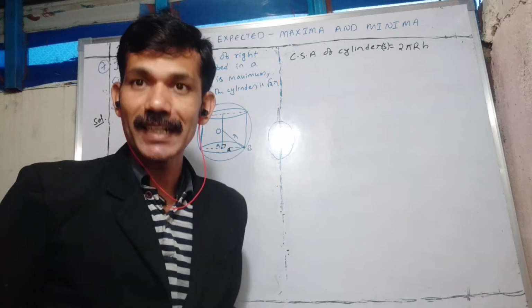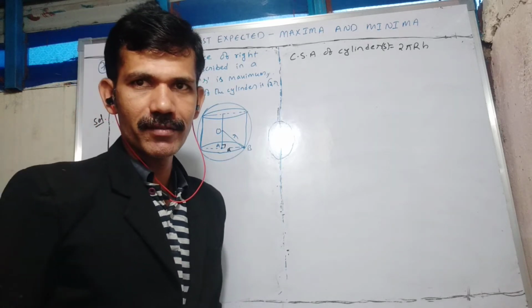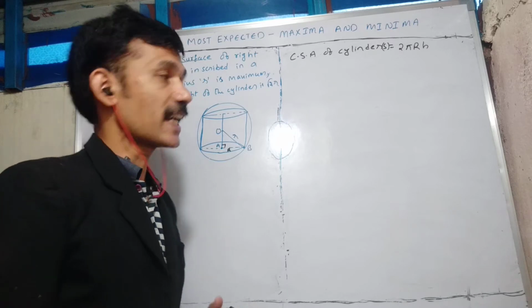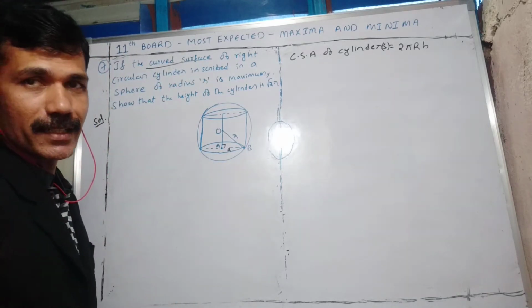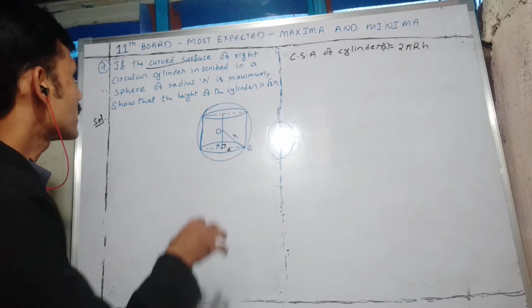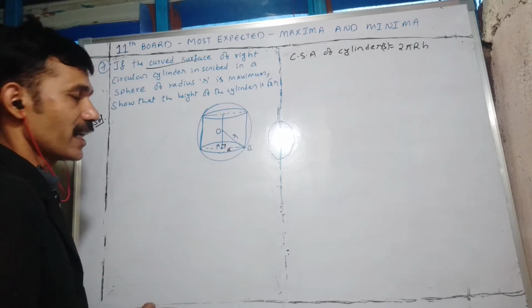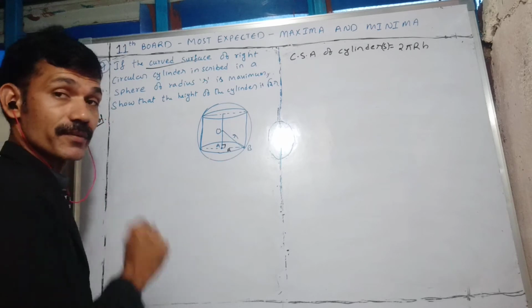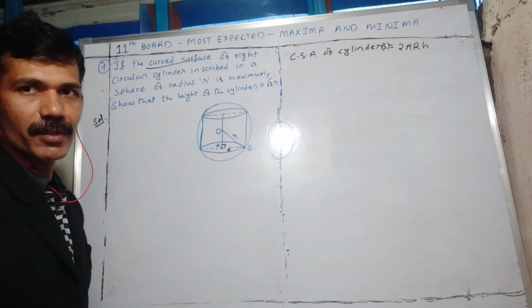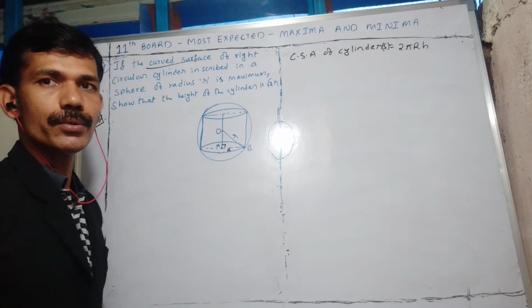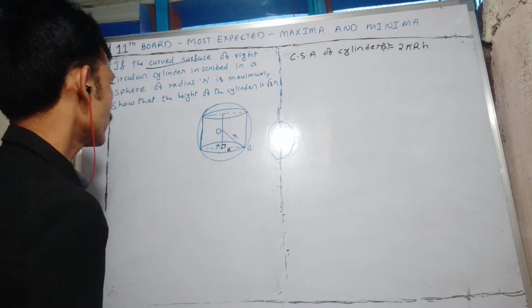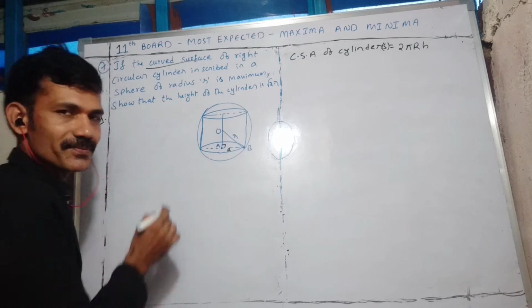Welcome to all. Let us solve an important question from applications of derivatives of class 11. If the curved surface area of a right circular cylinder inscribed in a sphere of radius r is maximum, then we have to show the height of the cylinder is root 2 times r. Okay, what is given here?